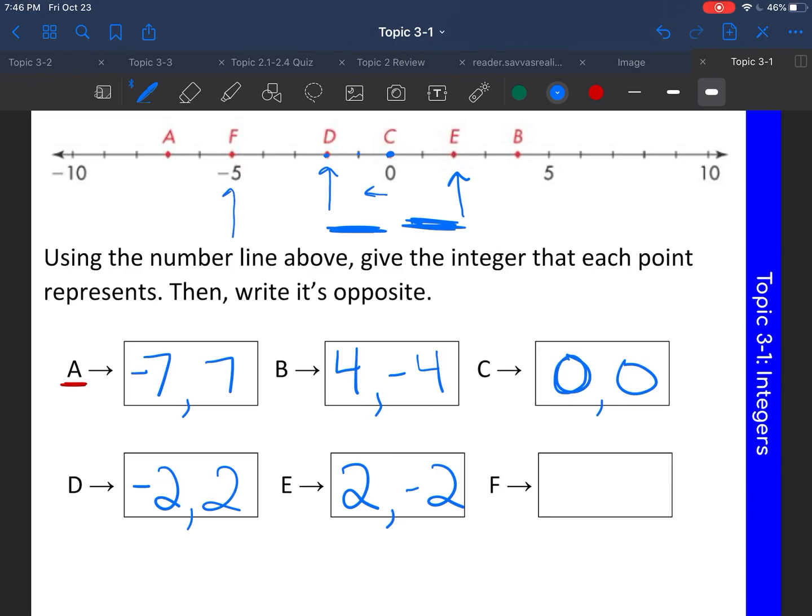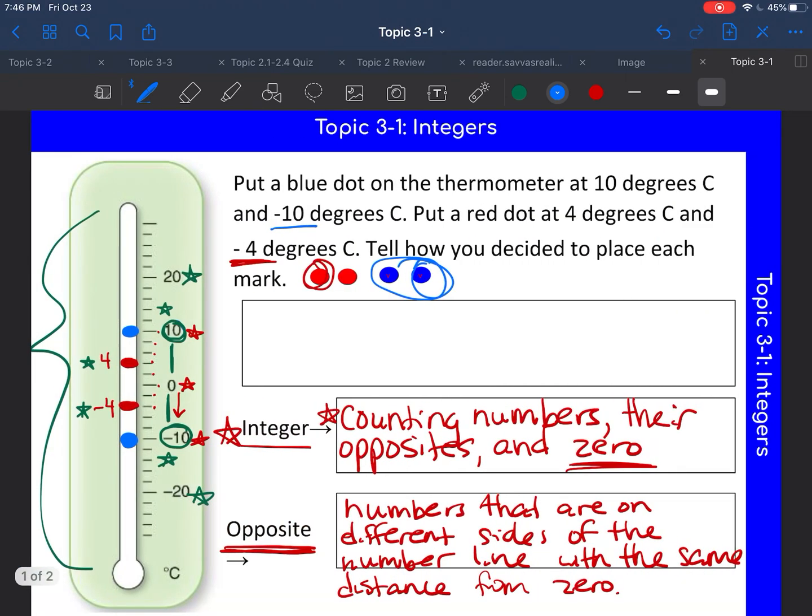And the last one, F. F is at a number that's actually labeled on the number line. So F is equal to -5. The opposite of -5, what is 5 away from 0, is 5. So integers, again, are not fractions. Integers are counting numbers, 1, 2, 3, 4, 5, 6, and so on. Their opposites, so all of the negatives of those, and 0.